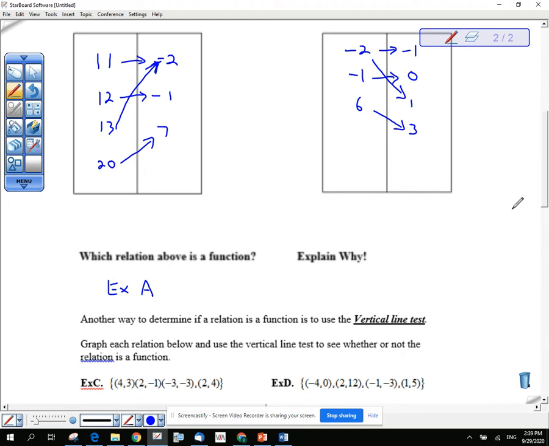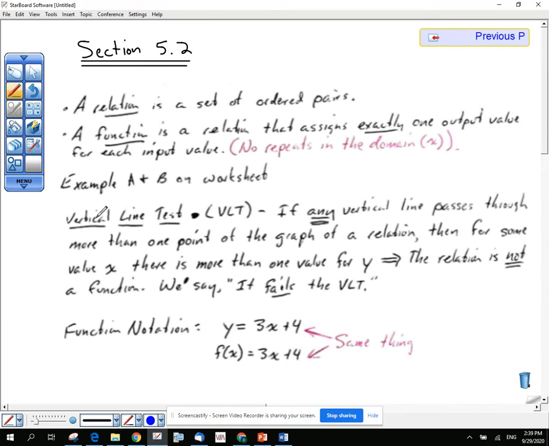Now, back to this page. We're here now. The vertical line test. The vertical line test is often abbreviated like this, VLT. I like that. If any vertical line passes through more than one point on the graph of a relation, then for some value x, there is more than one value for y, which implies then the relation is not a function. And we often will say it fails the vertical line test.